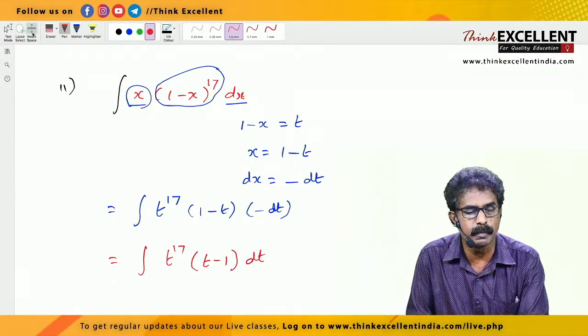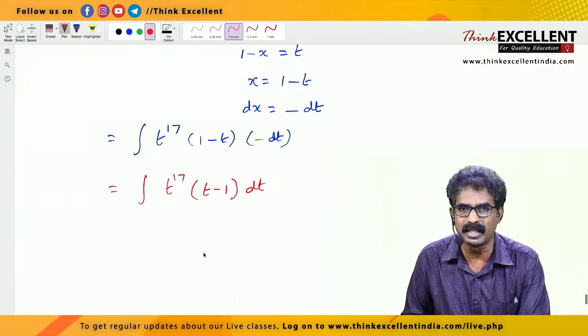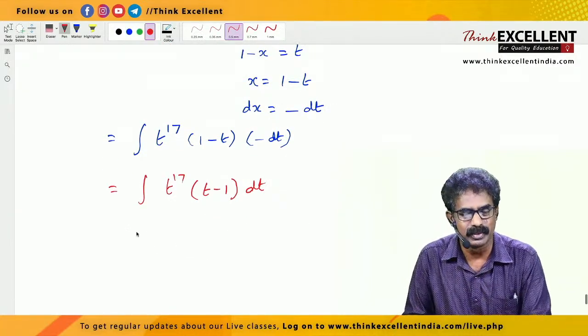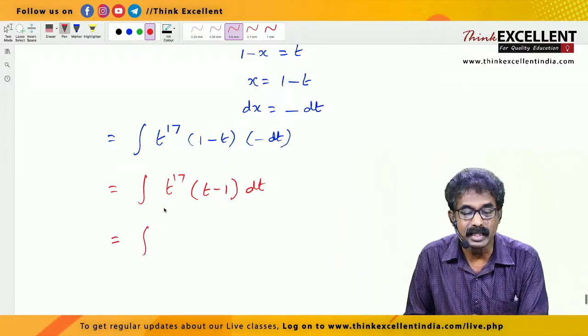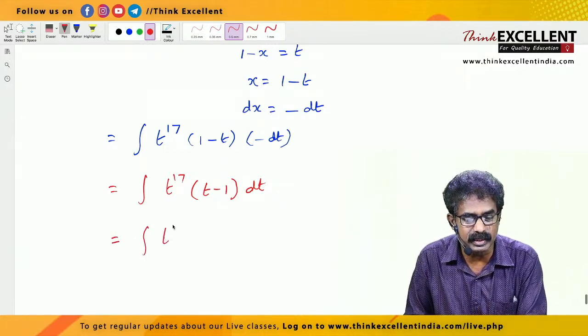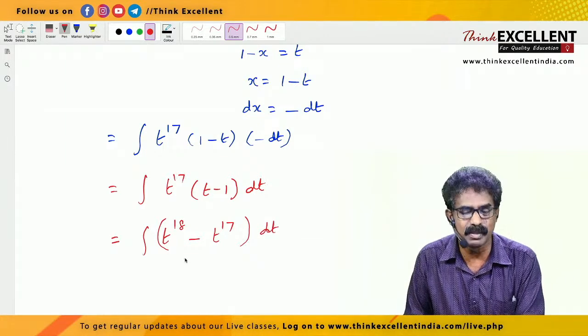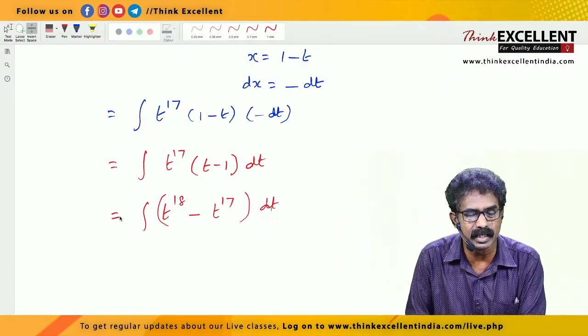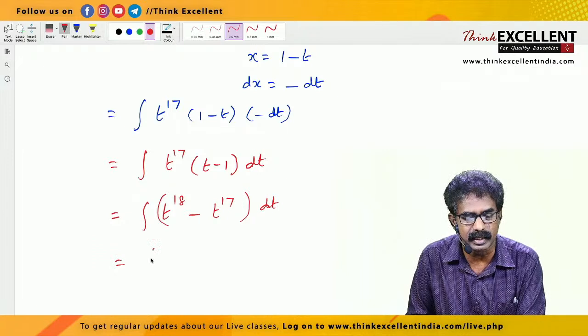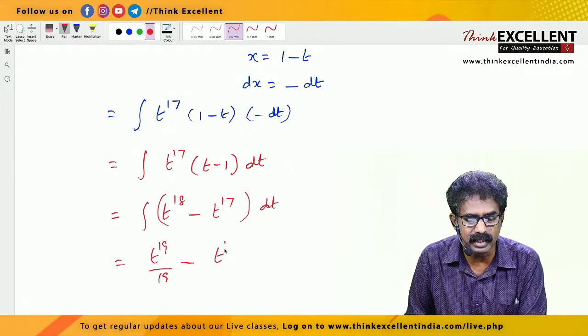Now you can expand. Now you won't get 18 terms, expand this. Only 2 terms will come. You will get integral t raised to 17 into t minus 1, which is t raised to 18 minus t raised to 17, dt. Now we can integrate it. Very simple. t raised to 18 integration is t raised to 19 by 19, minus t raised to 18 by 18, plus c.